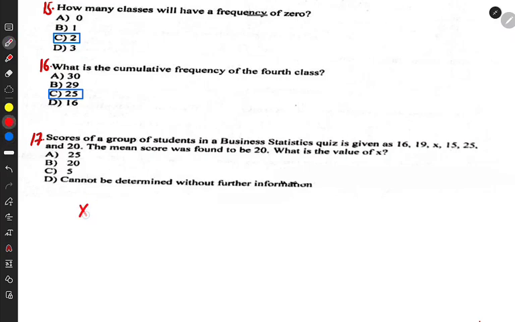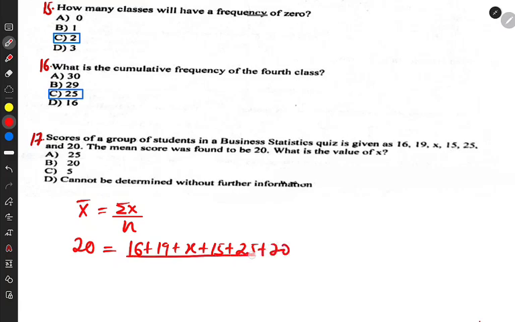So we'll say that our mean, X bar, is supposed to be the summation of our X values divided by N. Because remember, this is ungrouped data, so we have the mean calculated like this. So we know the mean to be 20, right? And that should be equal to the summation of 16 plus 19 plus X, plus 15 plus 25 plus 20. So how many numbers do we have here? We have 6 numbers.